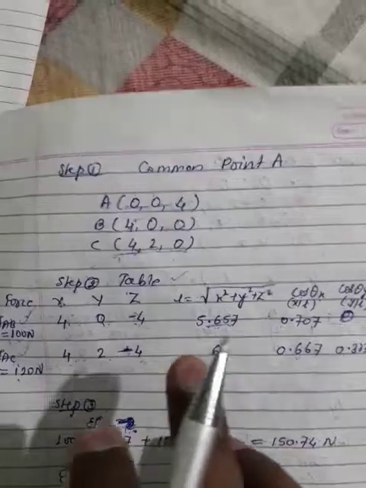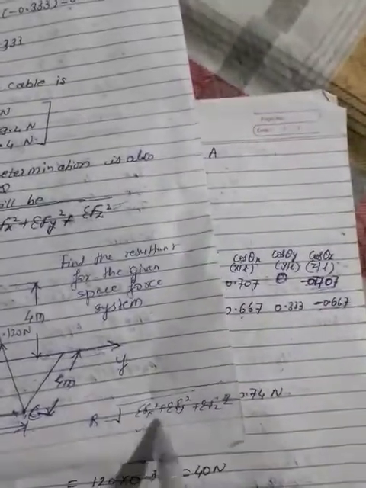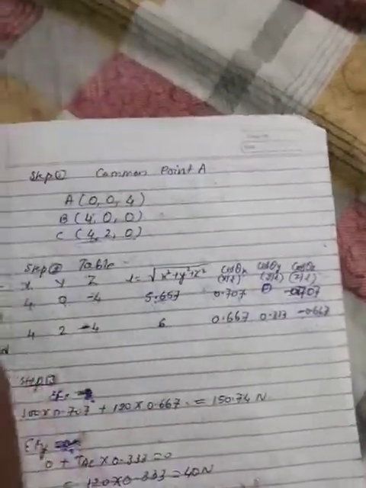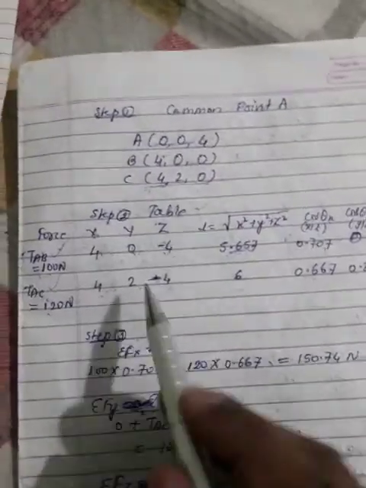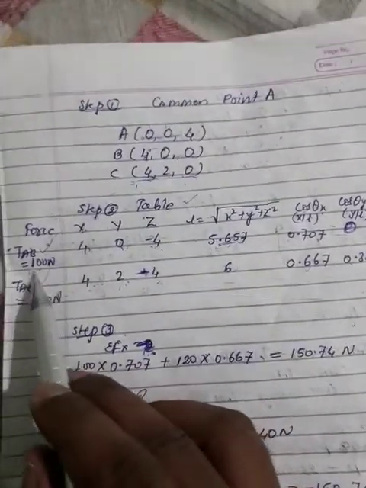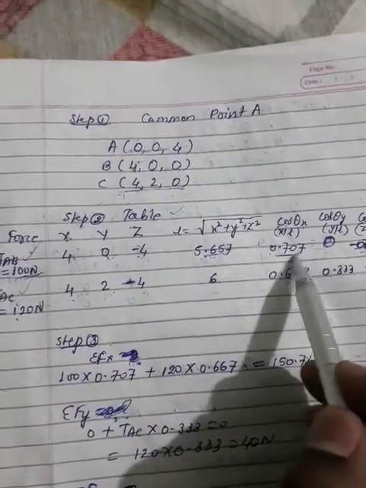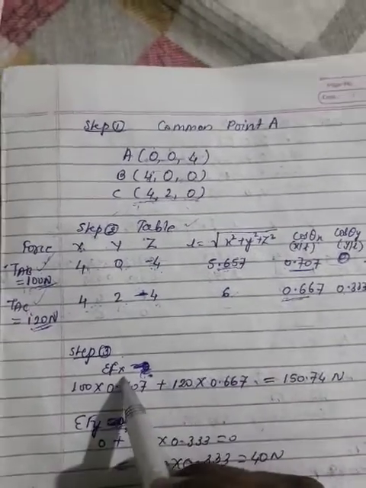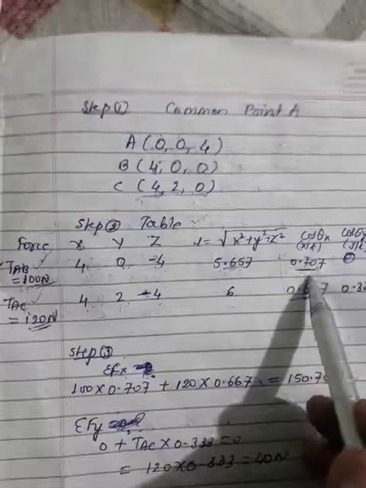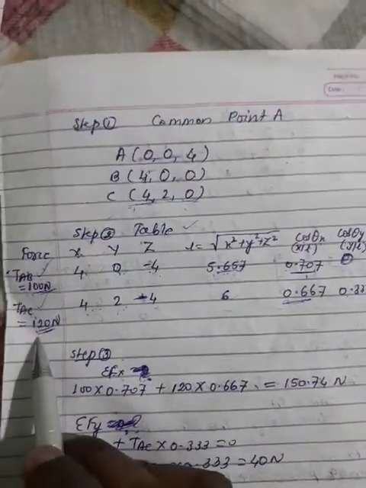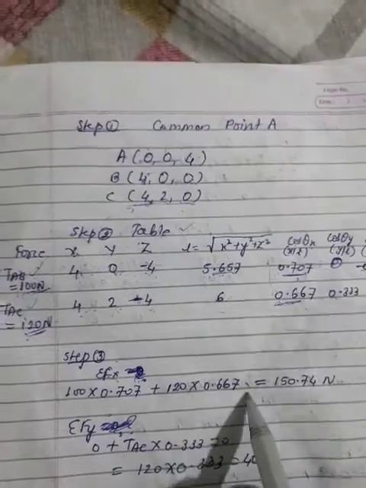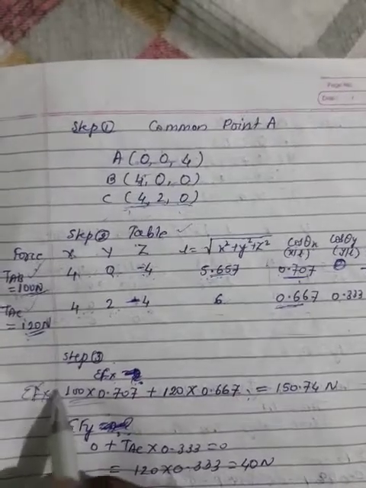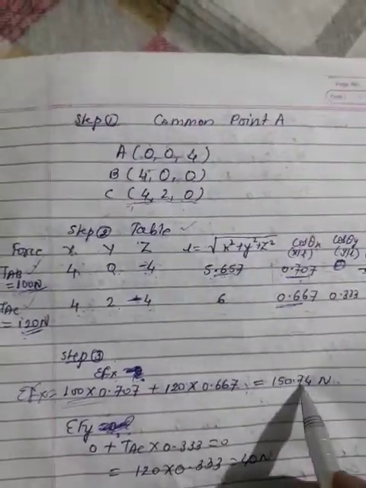Now I have to calculate the resultant. I am going to use this formula. To use it, I have to calculate the summation Fx, summation Fy and summation Fz. To calculate summation Fx, I am multiplying TAB into cos theta x plus TAC into cos theta x. So 100 into 0.707 plus 120 into 0.667, and after doing the summation, I get summation Fx as 150.74.